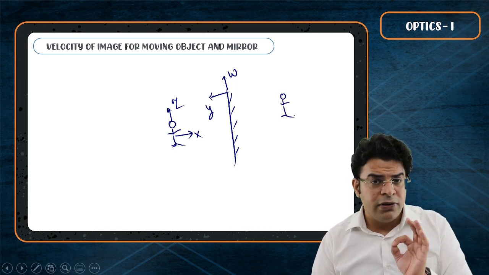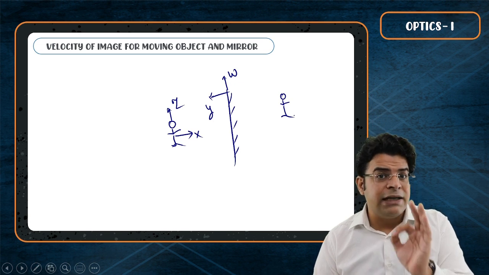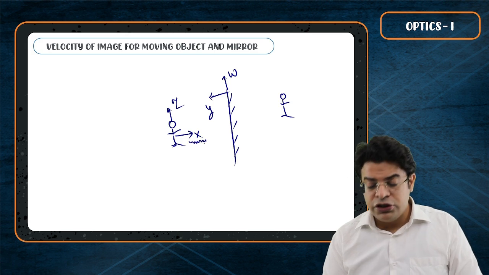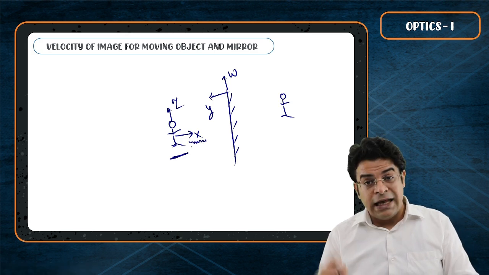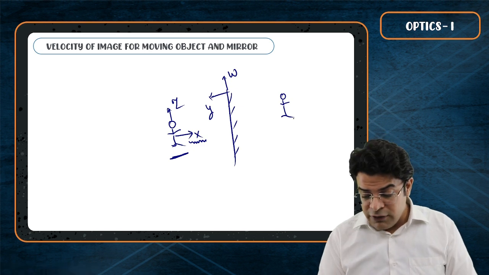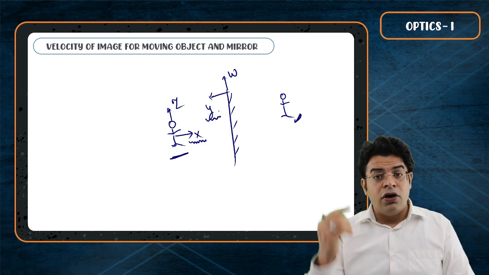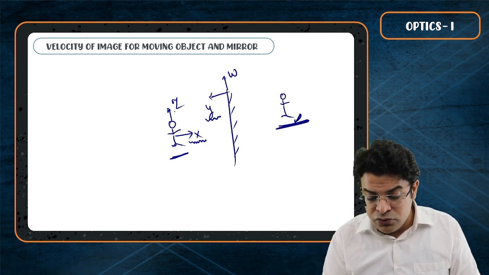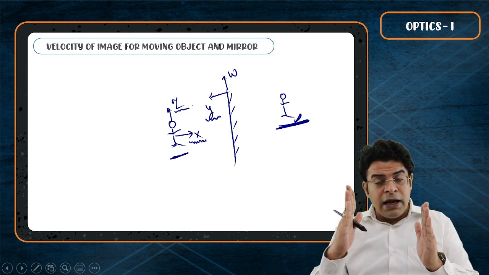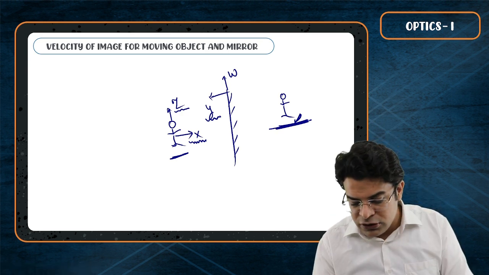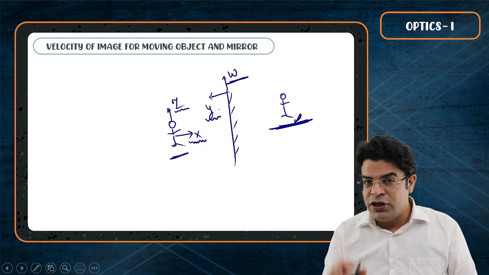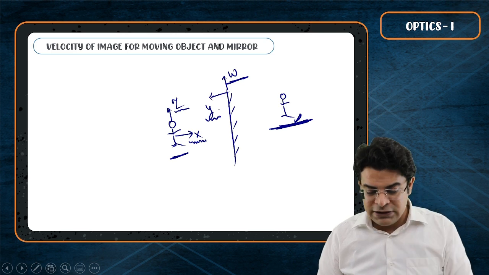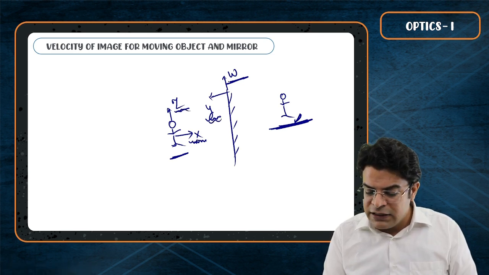It's easy to find, but I'm going to break down this process step by step. I am going to explain what happens to the velocity of image due to the velocity of object along the normal, what happens to the velocity of image due to the velocity of mirror along the normal, what happens to the velocity of image due to the velocity of the object parallel to the plane of the mirror, and what happens to the velocity of image due to the velocity of the mirror in its own plane.